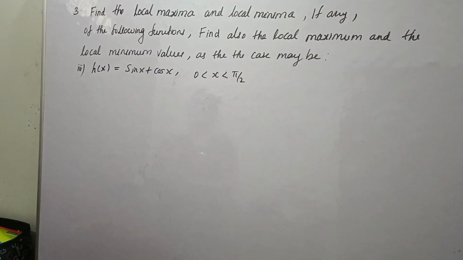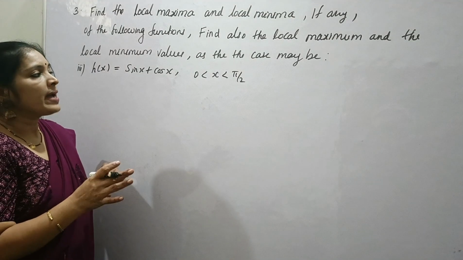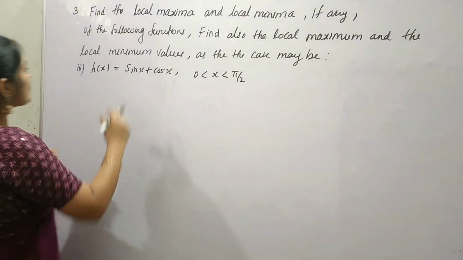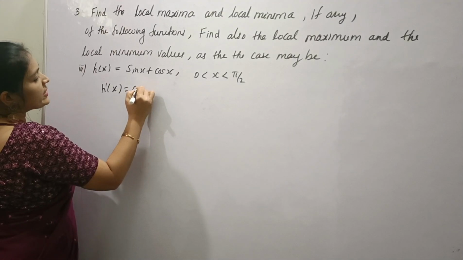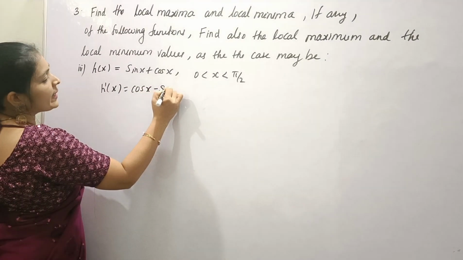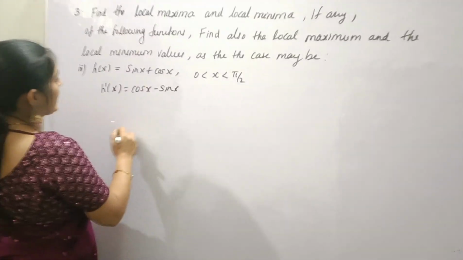Third function is h of x is equal to sin x plus cos x, 0 less than x less than pi by 2. Here x is between 0 and pi by 2. So let's find h dash of x: cos x minus sin x, right? Derivative of sin x is cos x and the derivative of cos x is minus sin x.